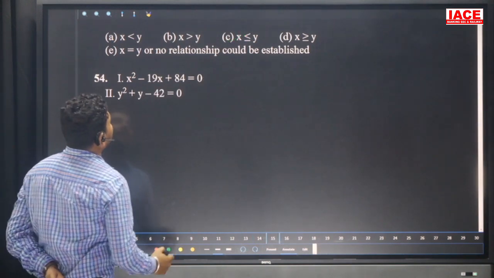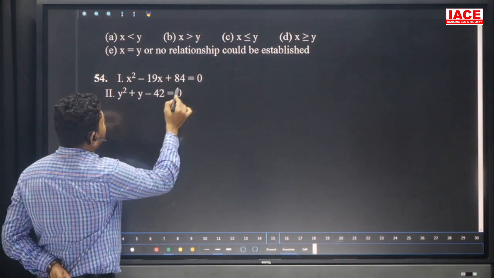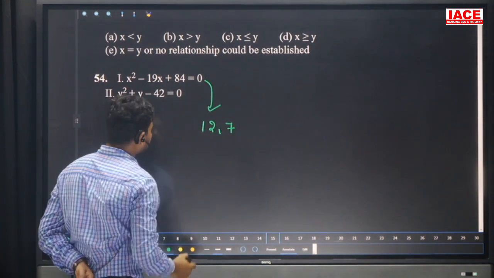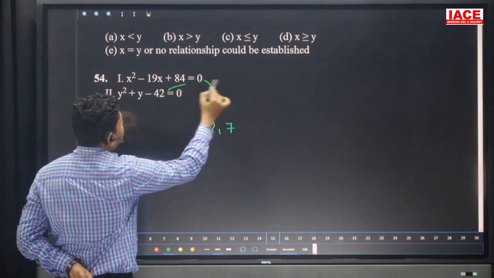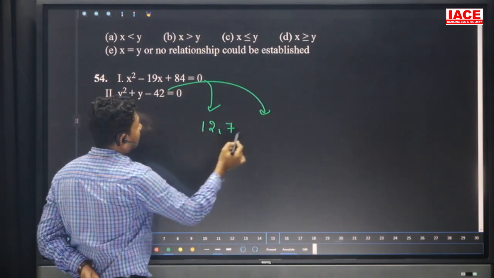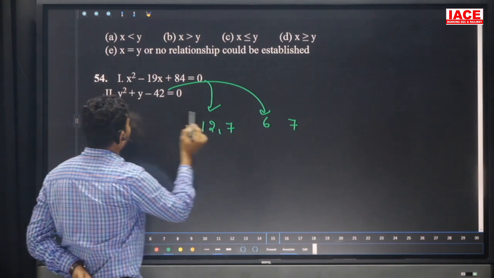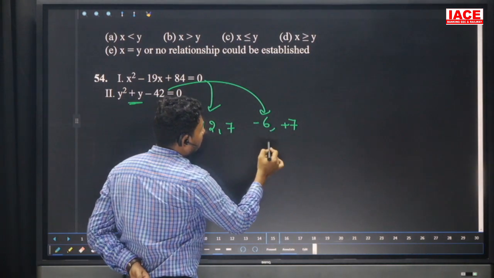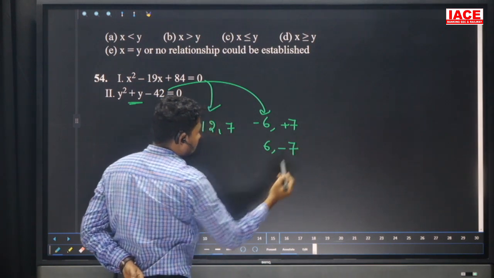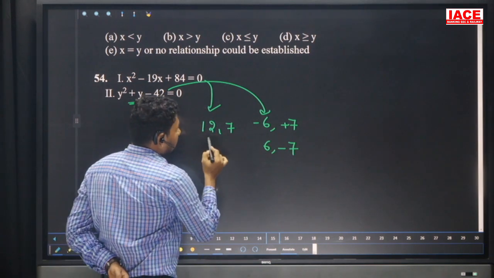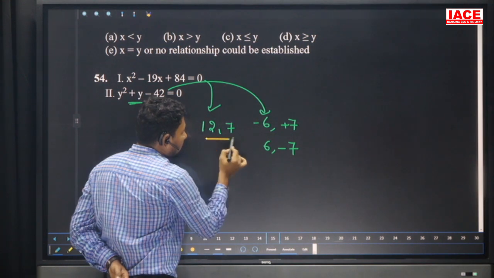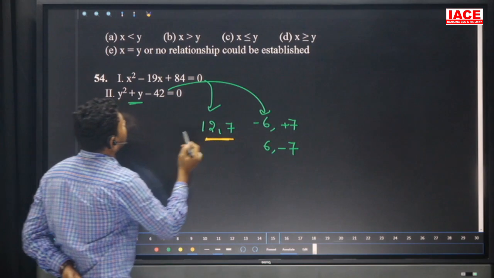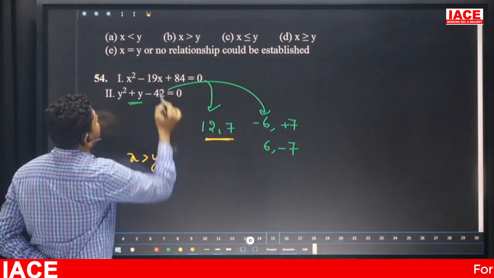X square minus 90x plus 84 is equal to 0. Then this equation factors are 12 comma 7. 12 7s is 84. And here the factors are what we can write 6 comma 7. 6 7s is 42. But we need plus y. Plus y purpose what we can write plus 7 minus. But final factors are 6 comma minus 7. Here compare it. Here 12 comma 7. So comparing to this, 6 comma minus 7 is smaller, so x greater than y. Our relation is option B.